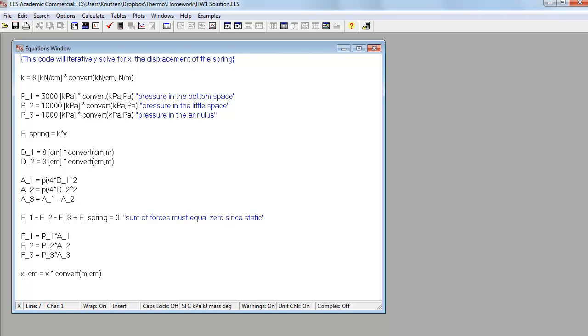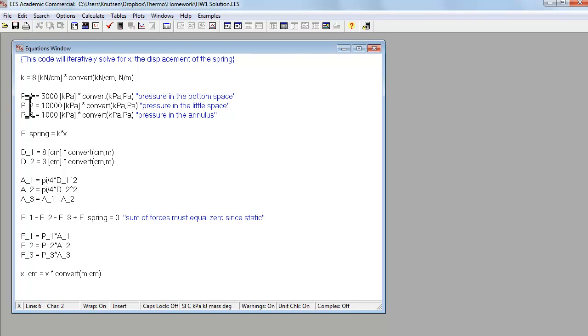Here's the code that I wrote in Engineering Equation Solver to solve this problem. First, you'll see in blue comments I use curly braces just to describe what I'm doing with the code. You may or may not want to include it. And then also in quotation marks, I've put down comments for these different variables.